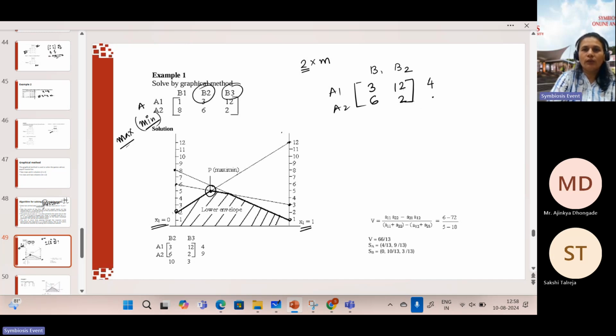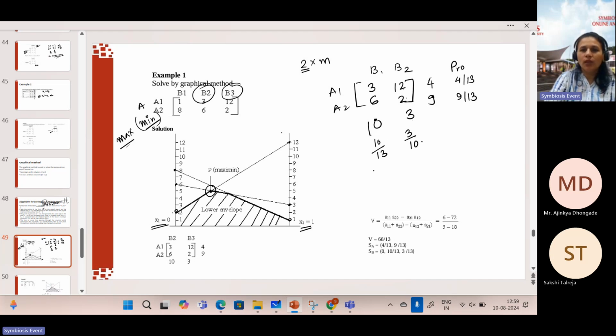To get this value, 12 minus 3, you will get the 9. For getting this, 12 minus 2, that is 10. 6 minus 3, that is 3. Sum of them, it is going to be same, that is 13. So if I'll write the probabilities, 4 by 13, 9 by 13, 10 by 13, and 3 by 13, right?